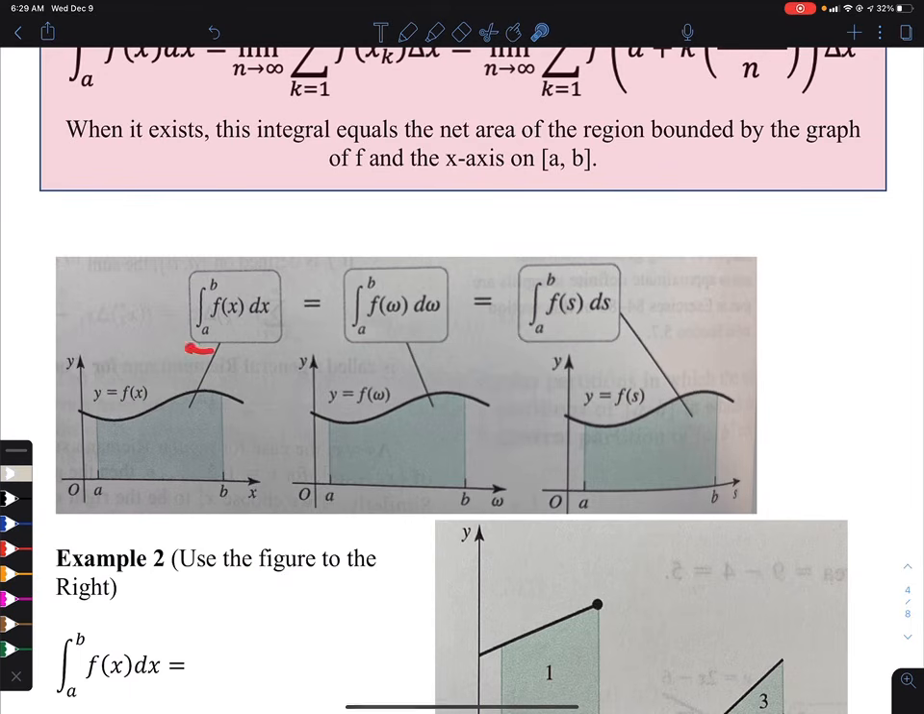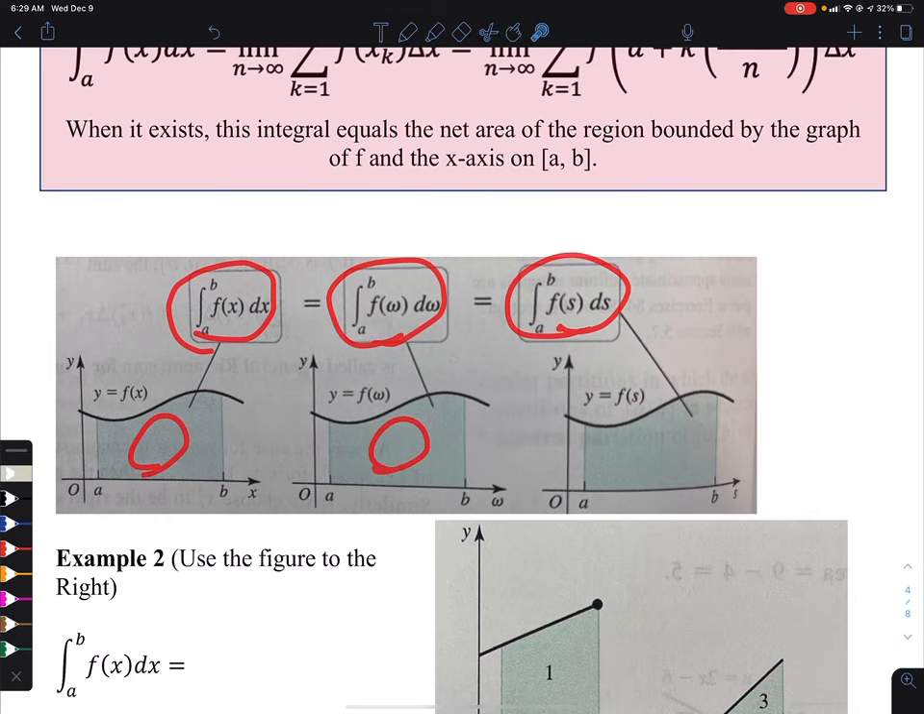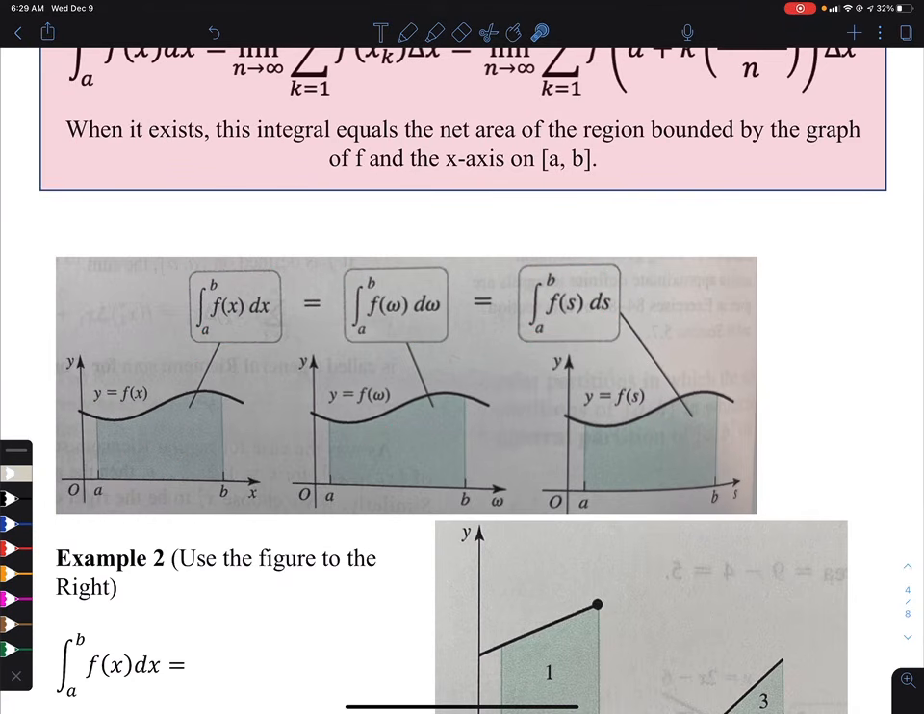And so this says net area. This is net area. What does the net area of all three of these, how do they compare? They're exactly the same. They're equal. So the significance of this is saying I can change my variable to anything I want to, and the answer is the same. You need to be comfortable that I could change x to a w, and I haven't changed the answer. It's still the same net area.